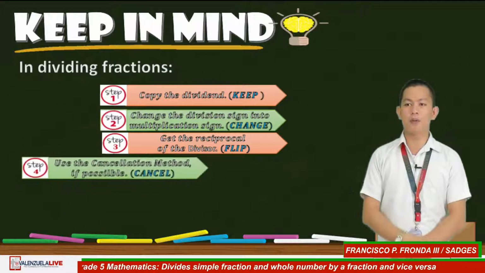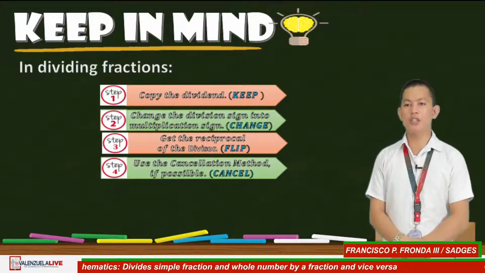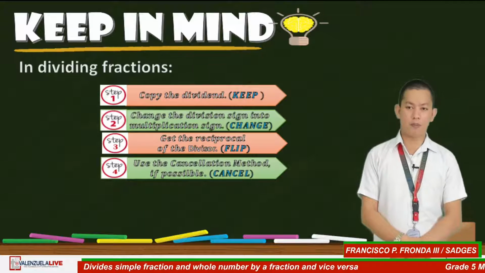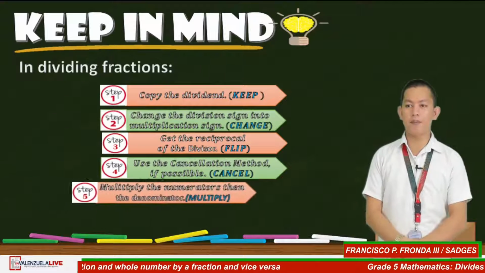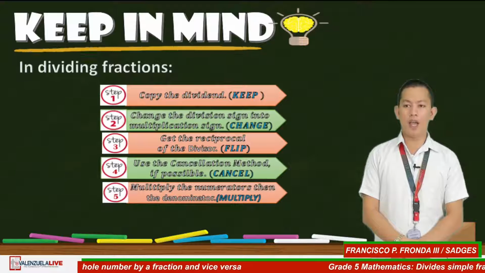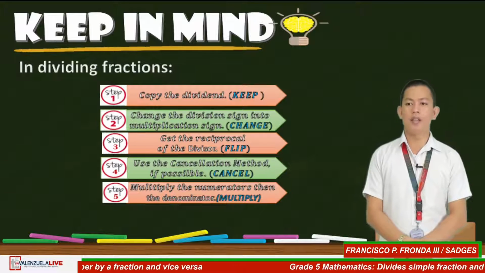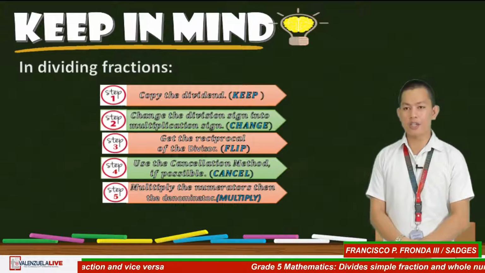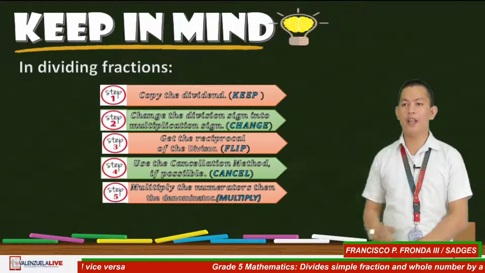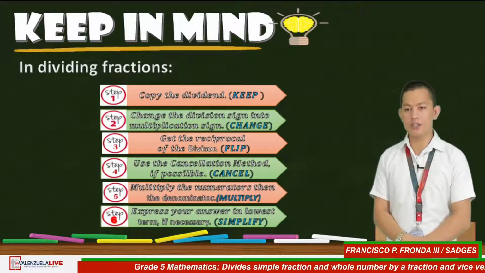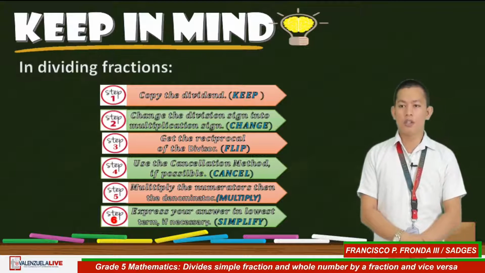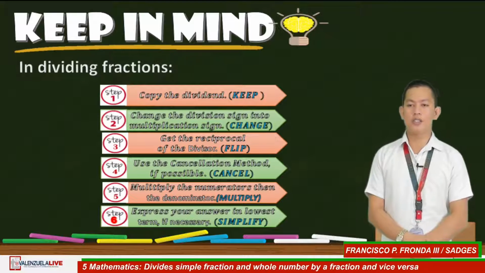Then step number 4, use the cancellation method if possible, or you just cancel. And then step number 5, multiply the numerators, then the denominators, or you just multiply. And then lastly, step number 6, express your answer in lowest terms if necessary, or simplify.